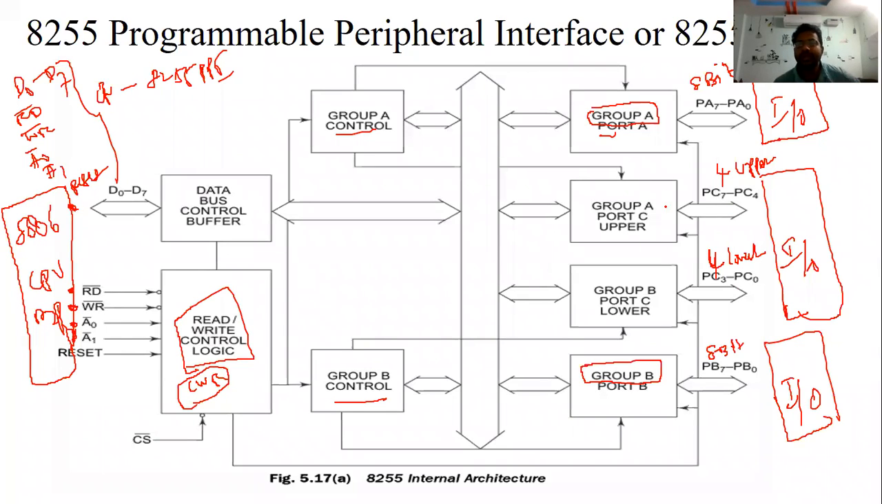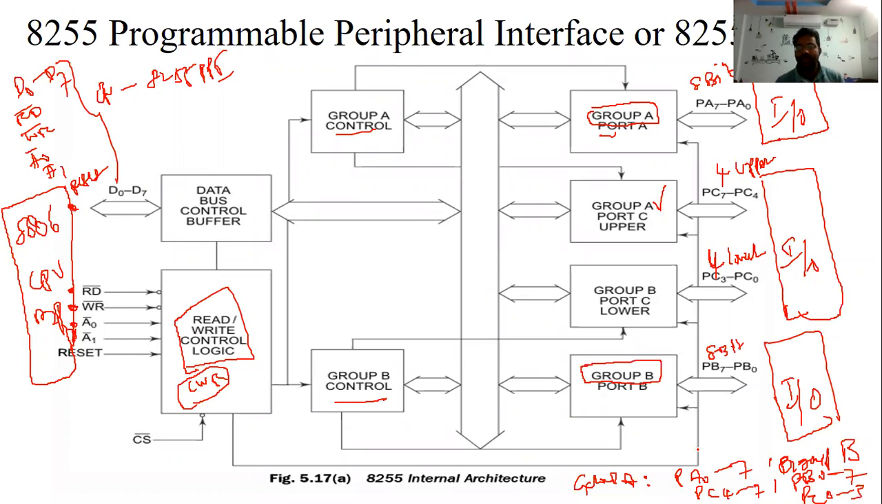Okay, so Group A has the ports PA0 to PA7 as well as PC4 to PC7. Group B has the ports PB0 to PB7 and PC0 to PC3.